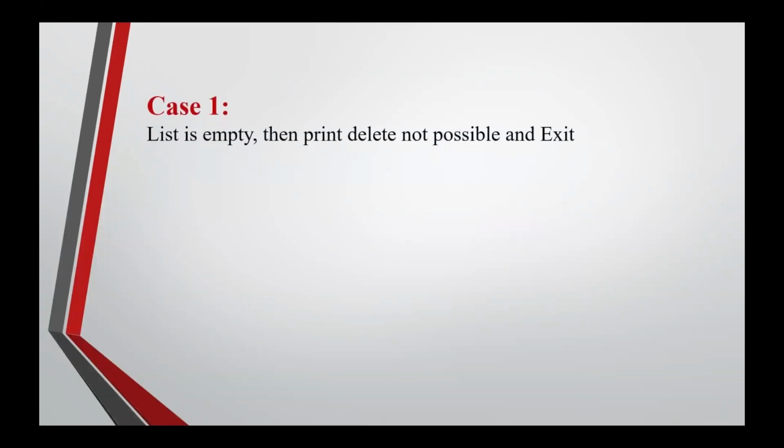Whenever we go for delete, what are the possibilities we have to cover? The first one is case one, when the list is empty. If there is no element present inside the list, then what happens? Nothing to print. We just have to print an error message, that deletion is not possible, and exit.